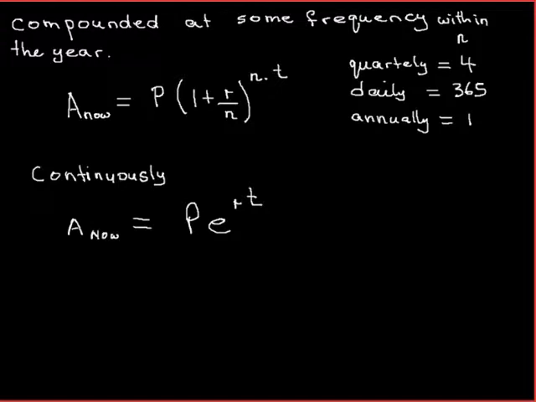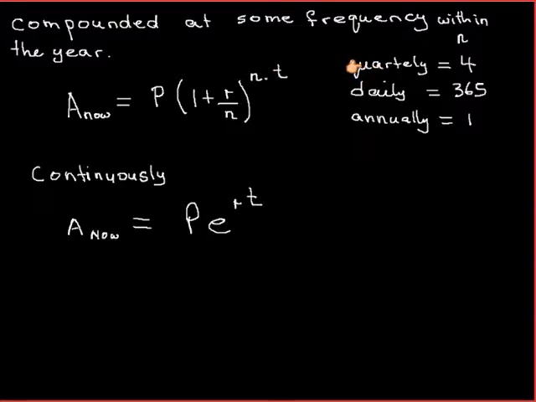If you earn interest which is compounded at a certain frequency within the year, you will use this equation right here. The amount you will have at a present time would be the principal amount you invested times 1 plus the ratio of the rate at which you are accruing interest divided by the number of times you have earned interest, raised to the power nt, where t is the period for which you have invested the money.